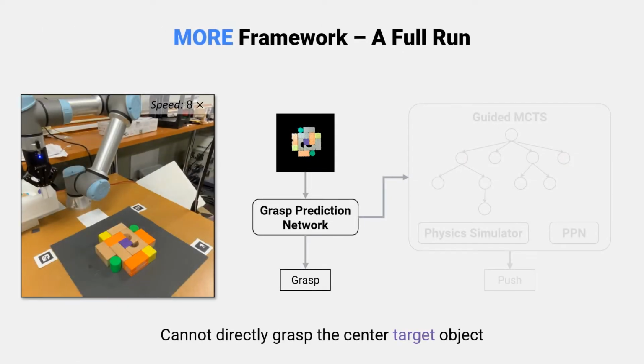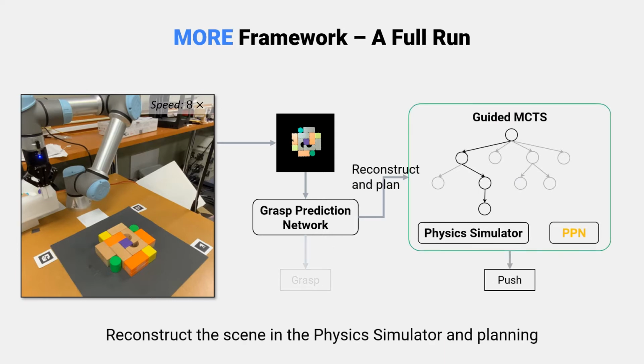This is a full run of our framework on a real robot. The goal is to grasp the target object. A grasp prediction network is used to decide the first branching. In this case, we cannot grasp the target object, so we need a push action. We reconstruct the scene from the real world to the simulation environment with a simple pose estimation method.